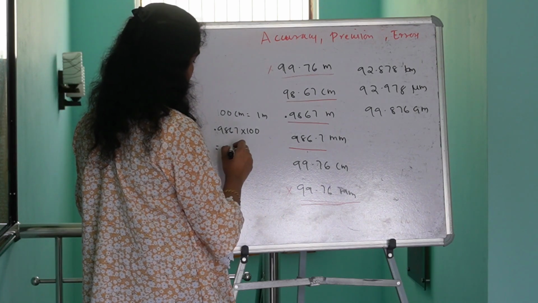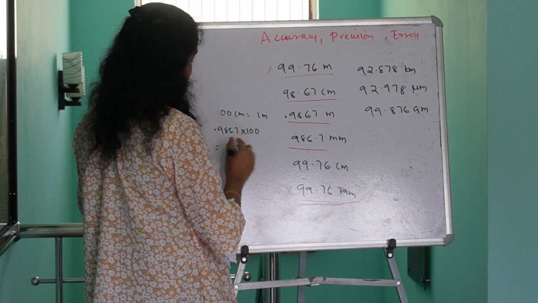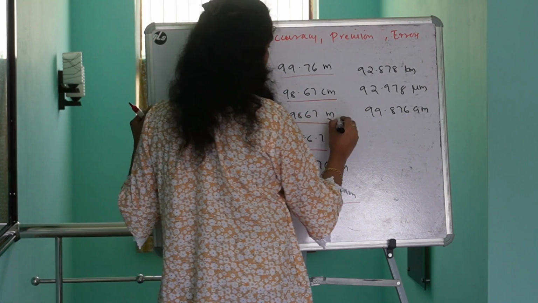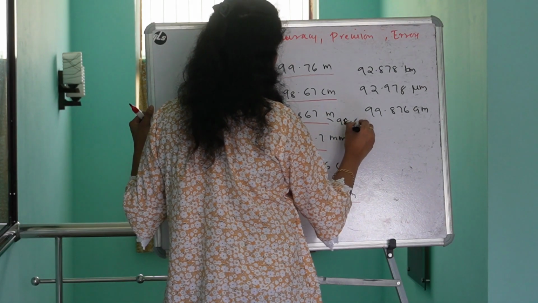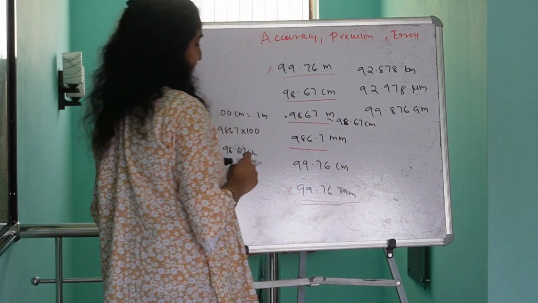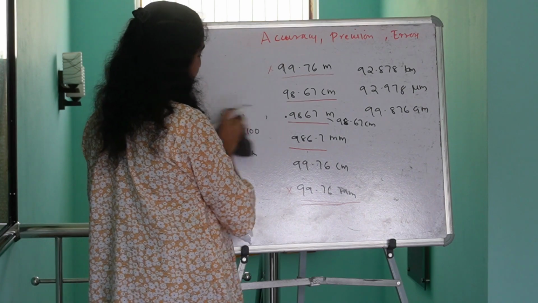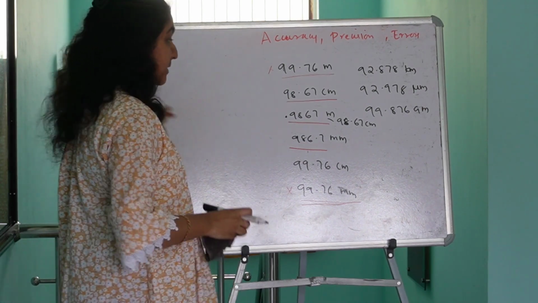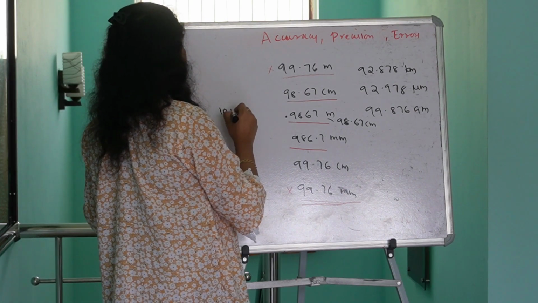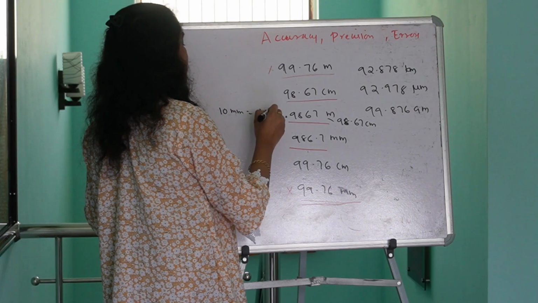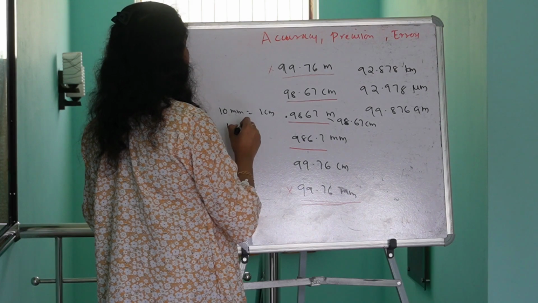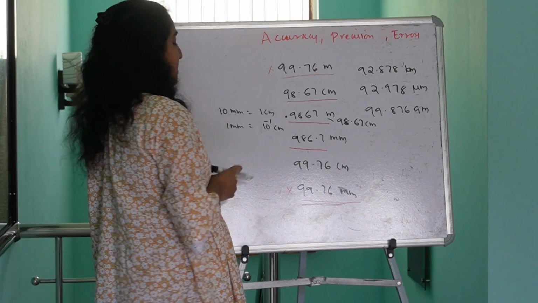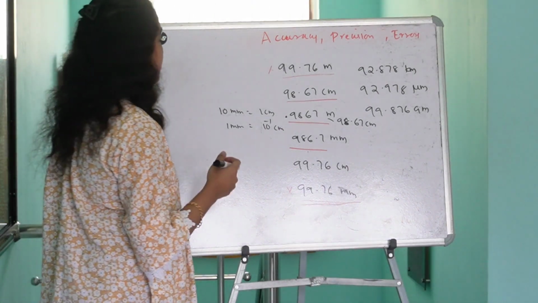That is equal to 98.67 centimeter. So this value I got as 98.67 centimeter. Yes, and the third value is 986.7 millimeter. I know 10 millimeter is equal to 1 centimeter. So 1 millimeter is equal to 10 power minus 1 centimeter.